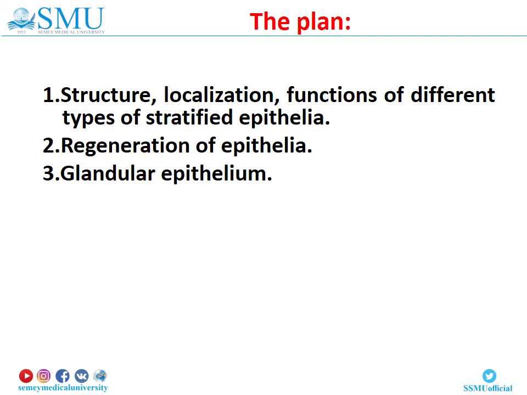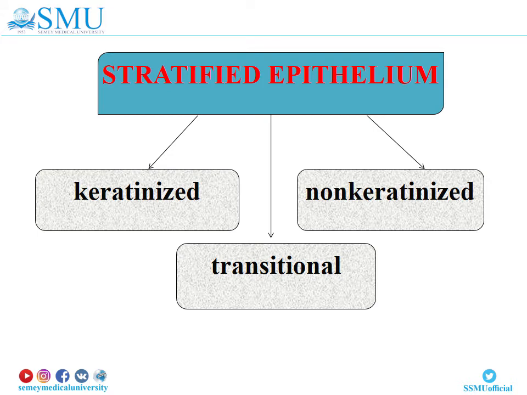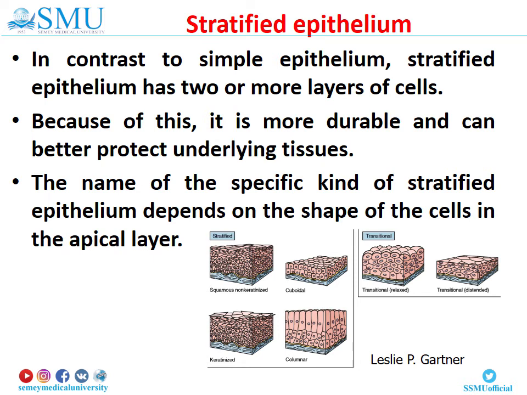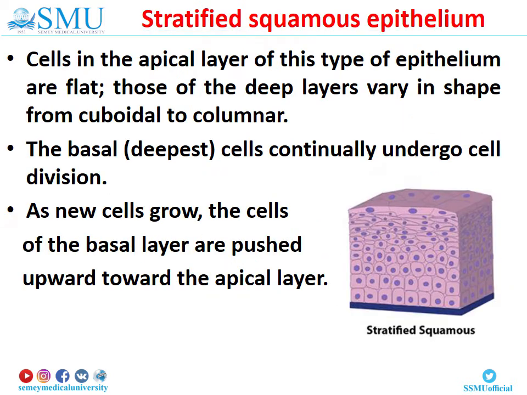Stratified epithelium is divided into 3 types: keratinized, non-keratinized, transitional. In contrast to simple epithelium, stratified epithelium has 2 or more layers of cells. Because of this, it is more durable and can better protect underlying tissues. The name of the specific kind of stratified epithelium depends on the shape of the cells in the apical layer.